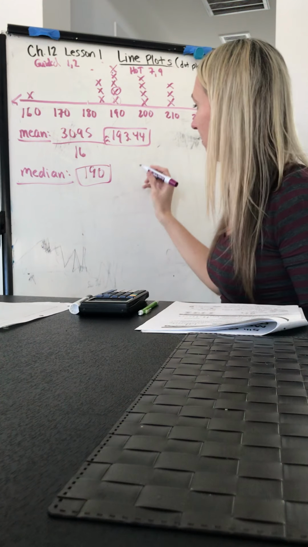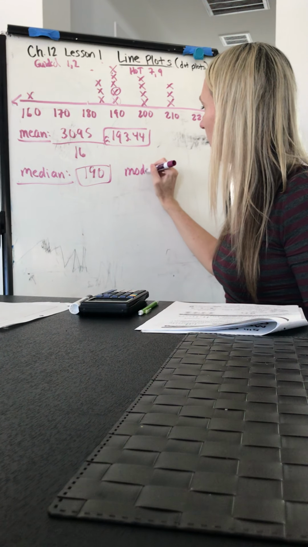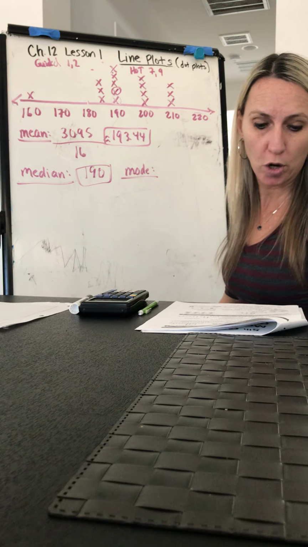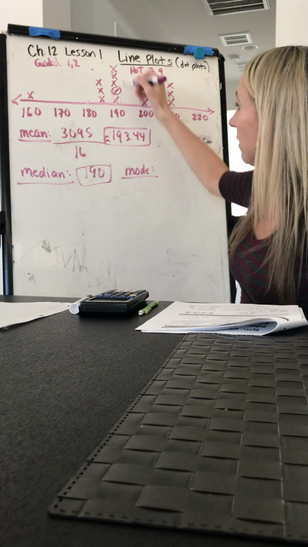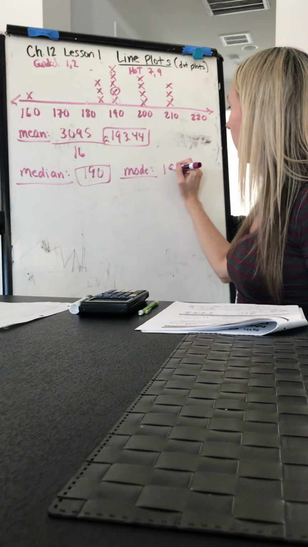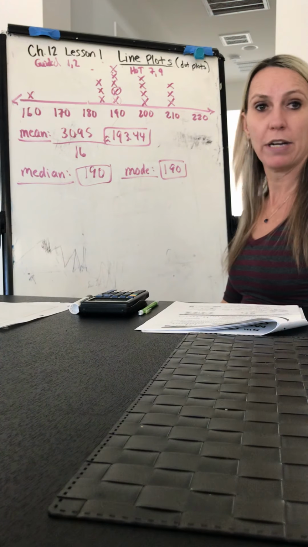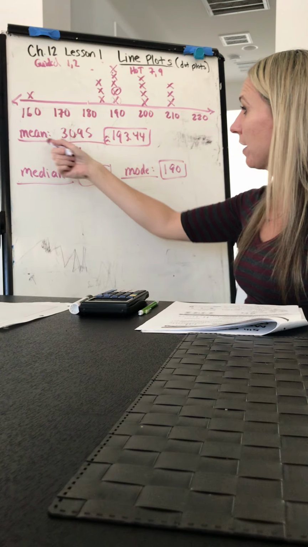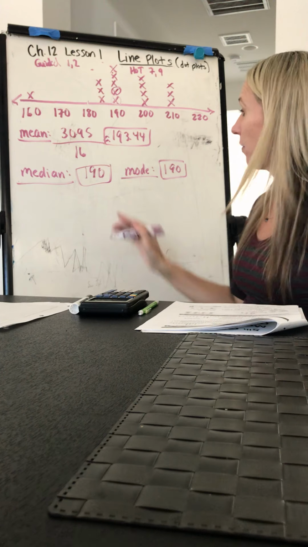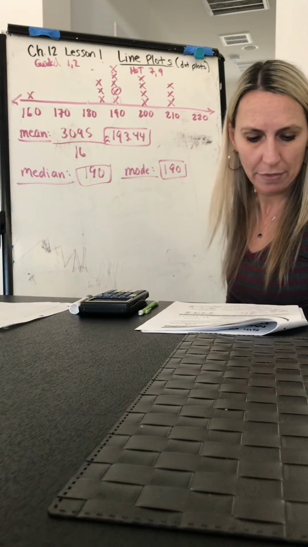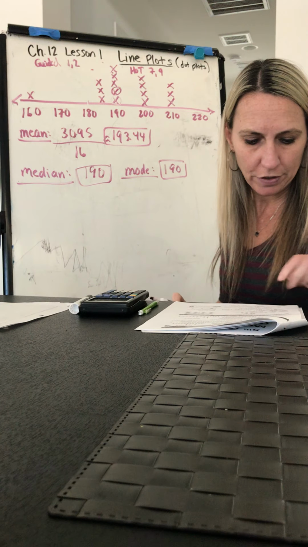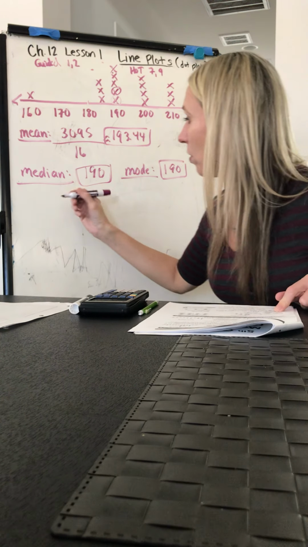So there's our median. Okay, now we're going to do the mode. So Bentley, which one is the mode, or the one that occurs the most often? 190. Yep, 190, because that has 5. So that's the most. So there's our measures of center, the mean, median, and mode. They're all really close to about 190, between 190 and 195.